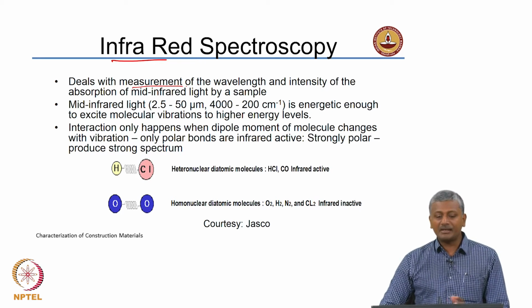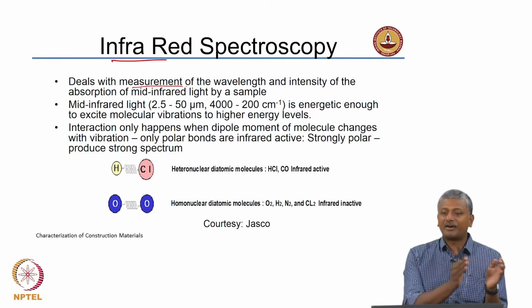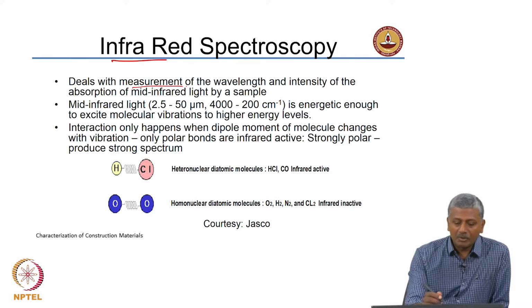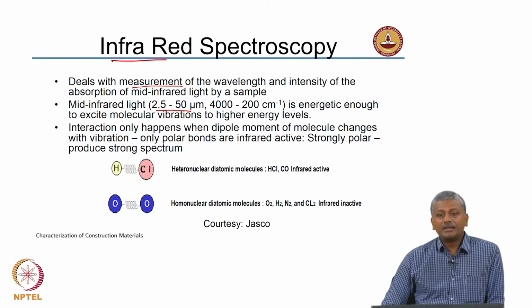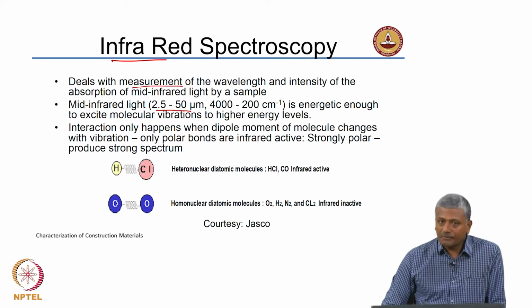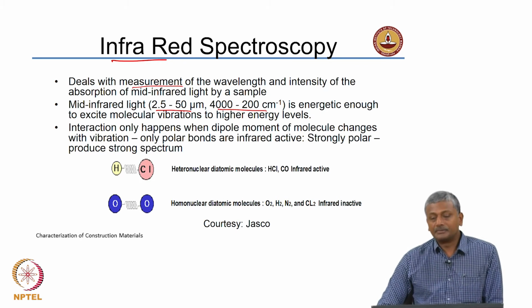So, we have 3 regions in infrared. You have near infrared, mid infrared and far infrared. In this case we are talking about the mid infrared region, which is essentially 2.5 to 50 micrometers of wavelength. And very often, as far as infrared spectroscopy is concerned, the wavelength is referred to by wave number.